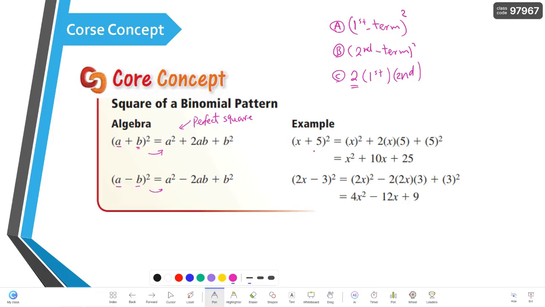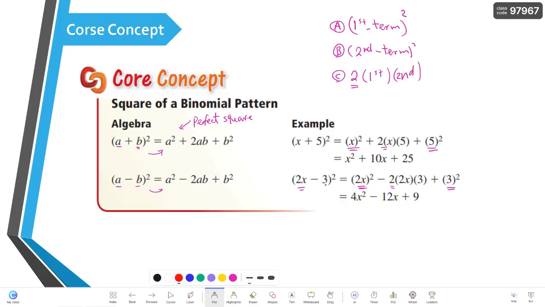As you can see here in the example, we have x plus 5 squared. It's the same as finding x squared, and then 5 squared, and then multiplying x by 5, then multiplying by 2. The answer would be a trinomial, or a perfect square, which is x squared plus 10x plus 25. And the same here with 2x minus 3 squared. We can find 2x squared, which is the first term squared, and then negative 3 squared, or 3 squared, it doesn't matter, and then the first term times the second term, which is 2x times 3, then multiply this by 2. The answer would be 4x squared minus 12x plus 9.